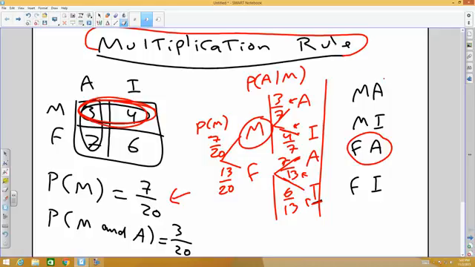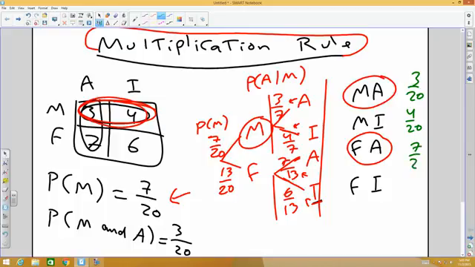Now, how about the outcomes? Find the probability of M and A. We already have this from the table. What's the probability of M and A? Let's do that in a different color. M and A, we just got that. That was 3 over 20. Find the probability of M and I. M and I is 4 over 20. Sometimes we don't write the and, so MI is the same as M and I, right? F and A both happen at the same time, that would be 7 over 20. And then FI, that's 6 over 20.